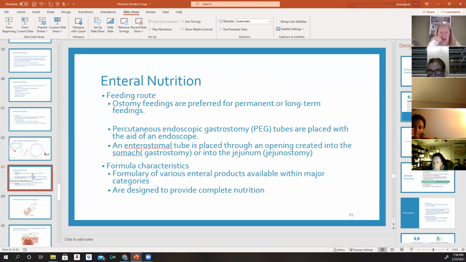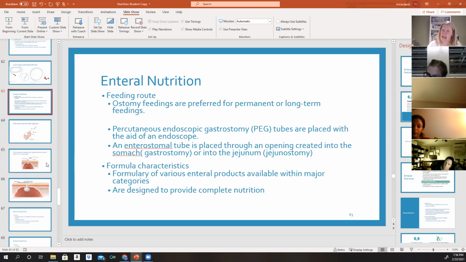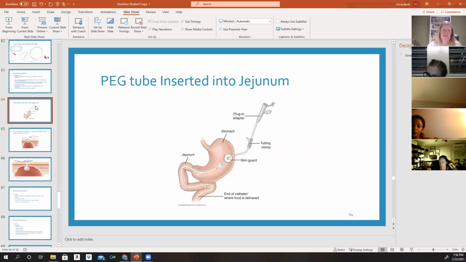You can use a lot of different enteral products, many different formulas, depending on what your patient needs. There's a lot of them out there. And they are designed, obviously, to provide complete nutrition for your patient. So you need to know what type of nutrition they need. What are they lacking? What are we trying to replace?